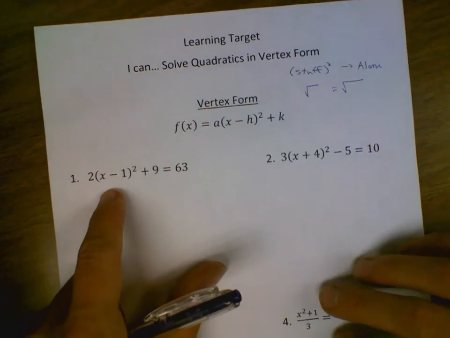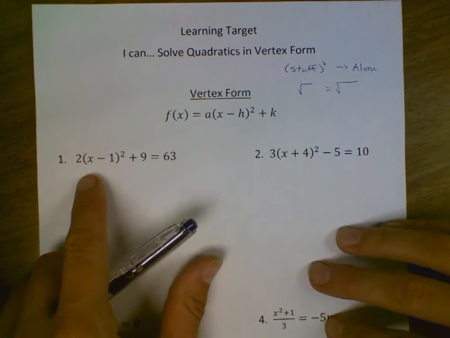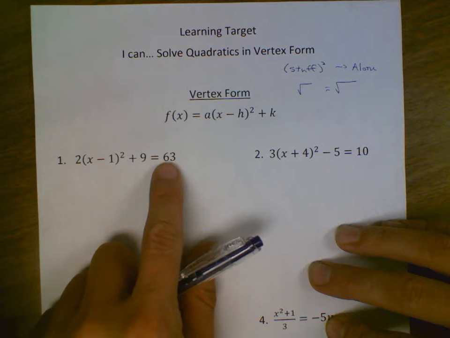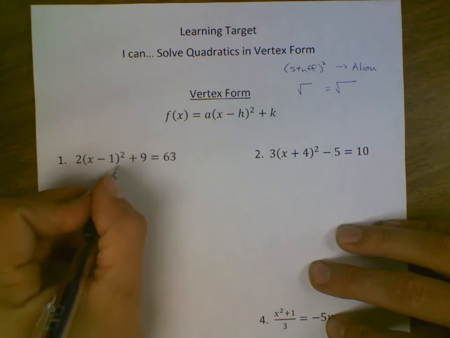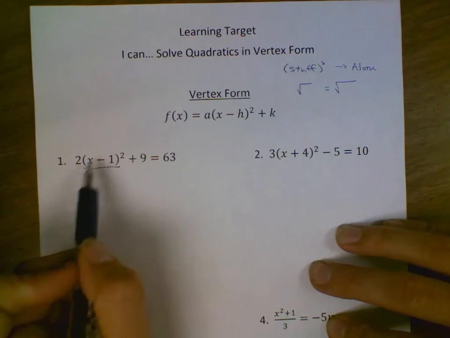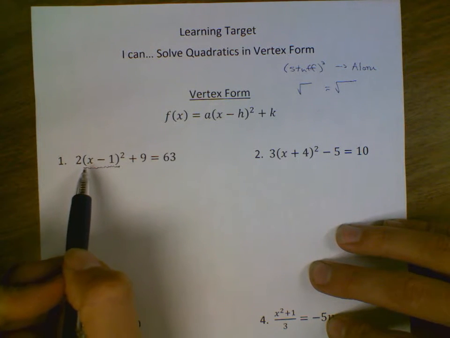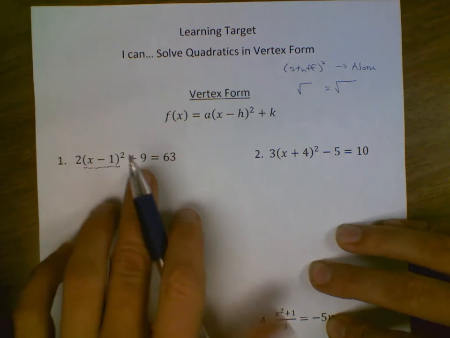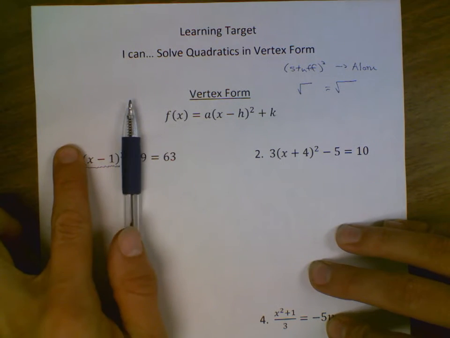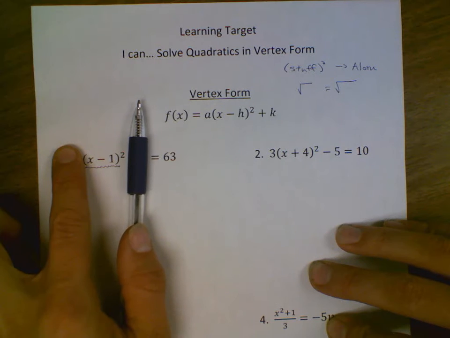So if I look at number 1 here, I have 2 times the quantity x minus 1 squared plus 9 equals 63. And I notice that the parentheses x minus 1 is being squared. So I need to get that part of the equation alone. So to do that, I need to get rid of the 9 and I need to get rid of the 2. Okay, I just want the square on the left side of the equation.